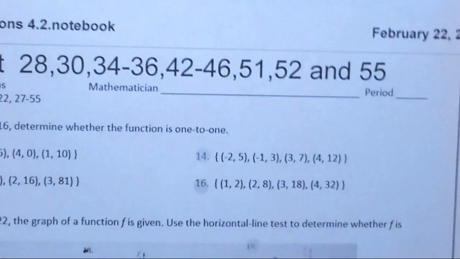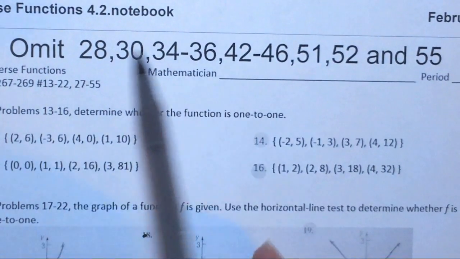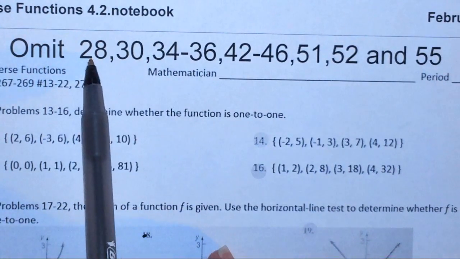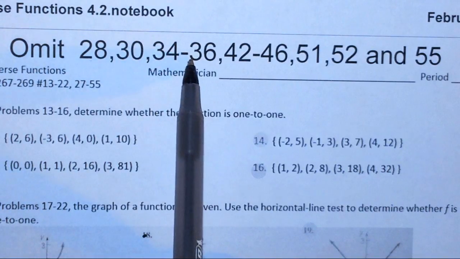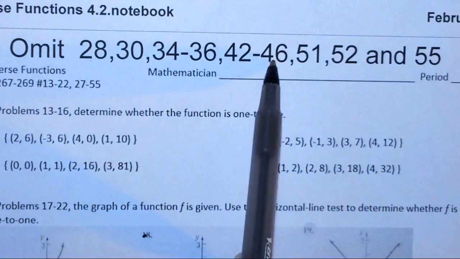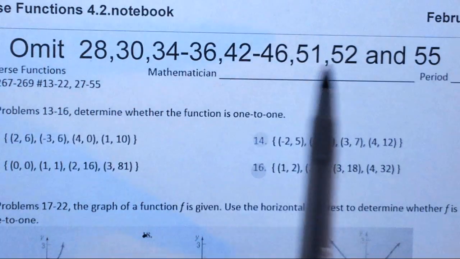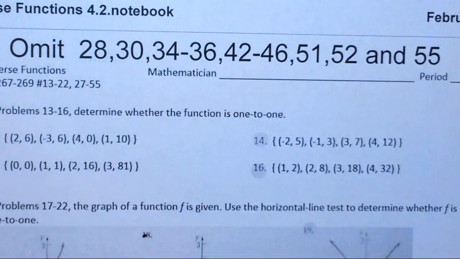So today in class, we mostly reviewed something you'd already covered in your Algebra 2 class, and then I passed out the homework. On the homework, I made sure to let everybody know which problems we omitted. So you need to go through your worksheet and put an X through these problems: 28, 30, 34 through 36, 42 through 46, 51, 52, and 55.